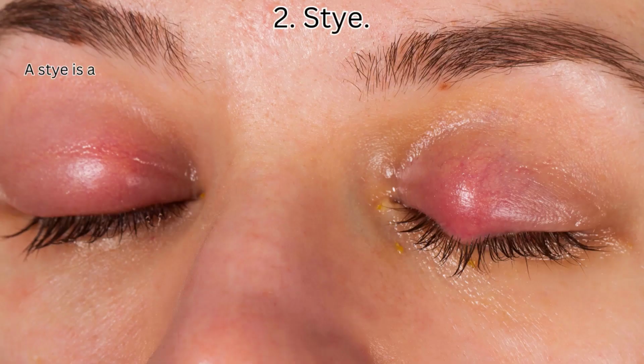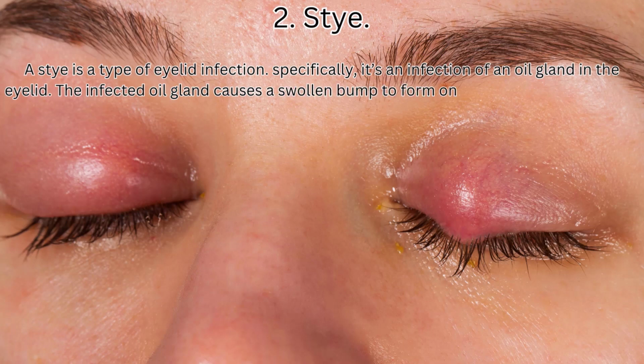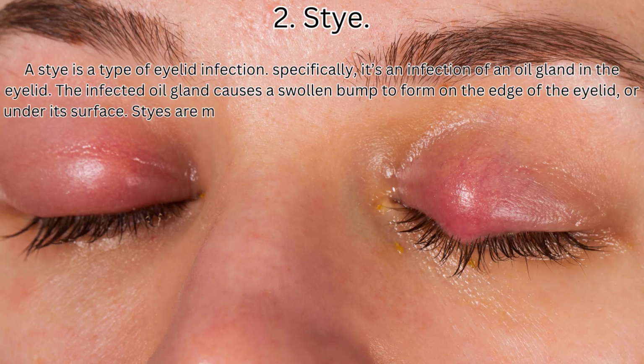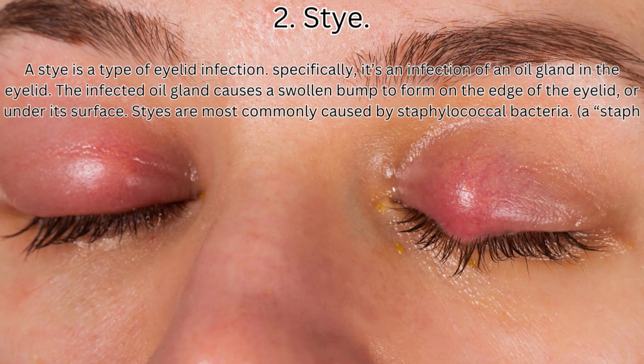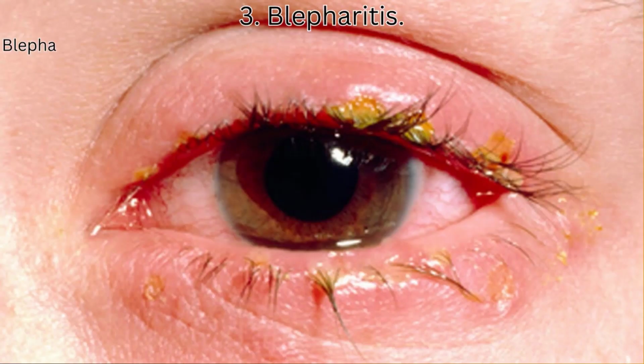Number 2. Stye. A stye is a type of eyelid infection. Specifically, it's an infection of an oil gland in the eyelid. The infected oil gland causes a swollen bump to form on the edge of the eyelid, or under its surface. Styes are most commonly caused by staphylococcal bacteria. A staph infection.